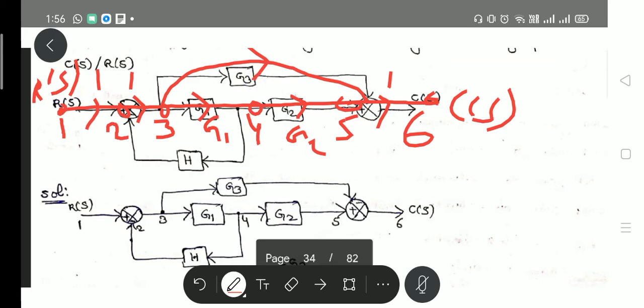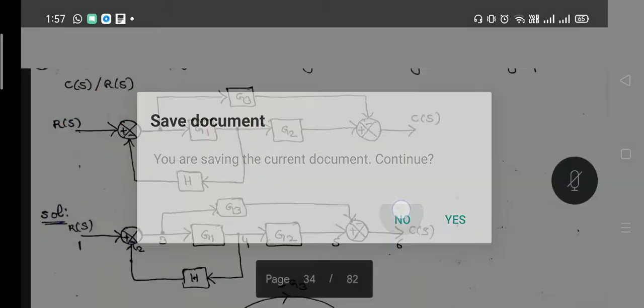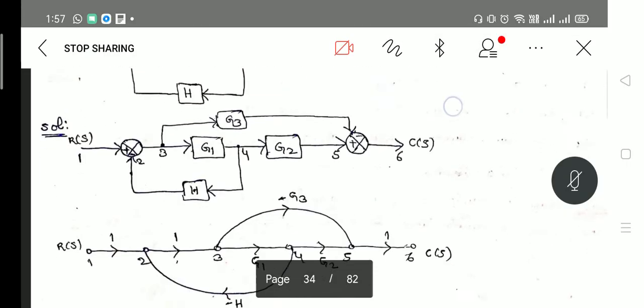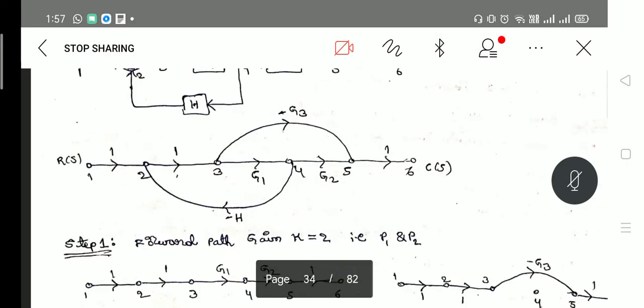and here minus is there, so I am taking minus G3 here. And 4 to 2, one more feedback is there, so I am taking this feedback also. Here also minus is there in the feedback, so I am taking minus H. This is the signal flow graph. From the block diagram we can take the signal flow graph like this, right? Like this we are getting the signal flow graph.